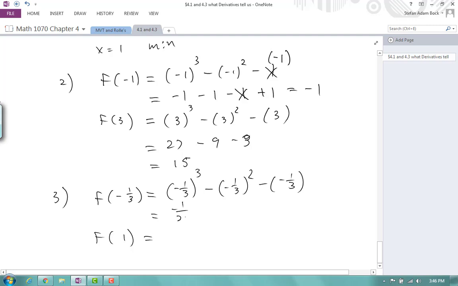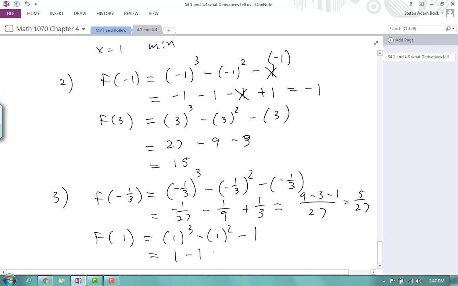I end up with negative 1/27 minus 1/9 plus 1/3. And if I find a common denominator, this is equal to 9 minus 3 minus 1/27, which is equal to 5/27, which is positive. And if I plug in 1, I'll have 1 cubed minus 1 squared minus 1, which is equal to 1 minus 1 minus 1, which is negative 1. Again, this actually matches the endpoint.